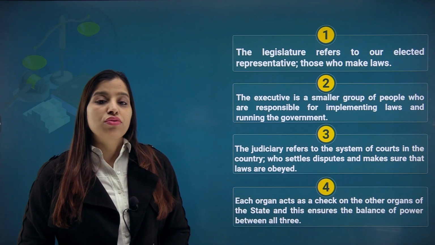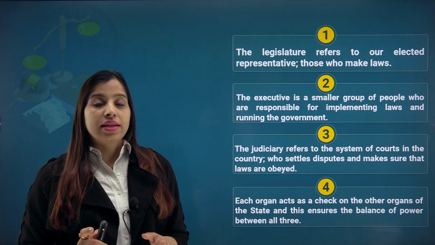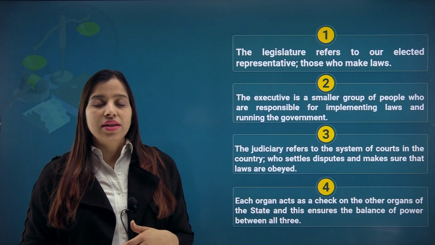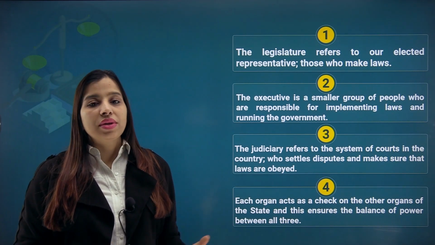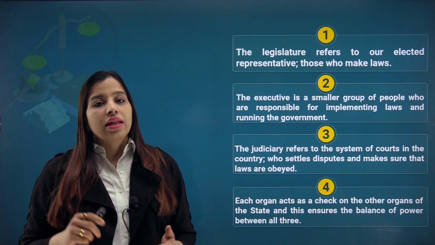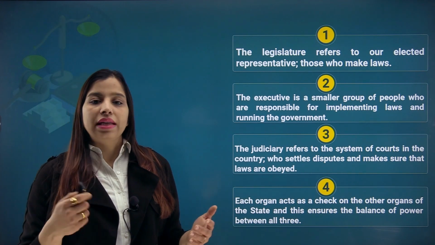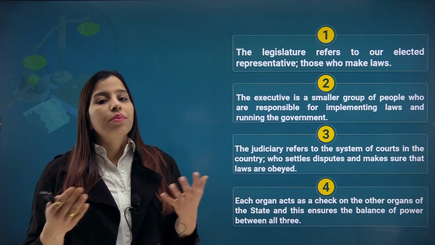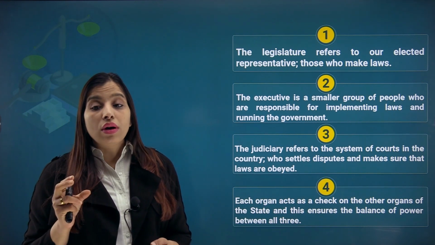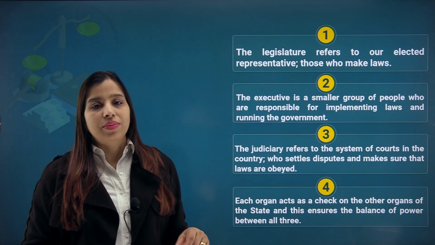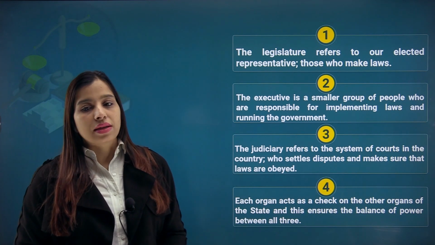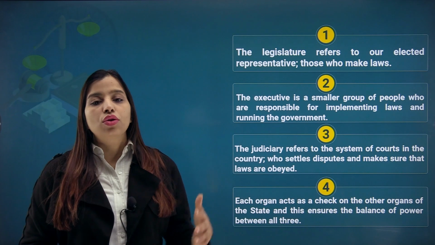The legislature refers to our elected representatives, those who make laws. So when we use our adult suffrage, we choose the representatives. Those representatives form the government if they are from the majority, and the others are the opposition. They then go to the legislative assembly. From there they make the government, and finally the government makes the rules. The executive is a small group of people who are responsible for implementing the laws and regulations that the government has made. And the judiciary refers to the system of courts at the different levels.